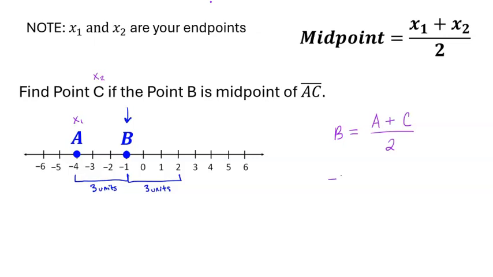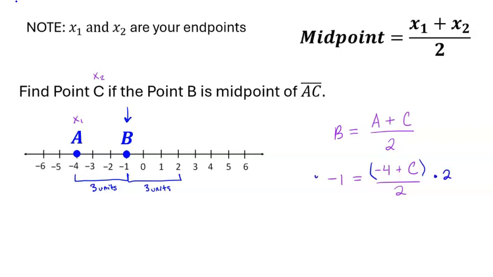So B is at -1, equals A, which is -4, plus point C, or the location of C, which we don't know yet, divided by 2. And then if I am solving, I know that this has these invisible parentheses around it. So I want to get rid of the number that is furthest away from C, or not directly attached to C. So divide by 2, the opposite would be to multiply by 2.